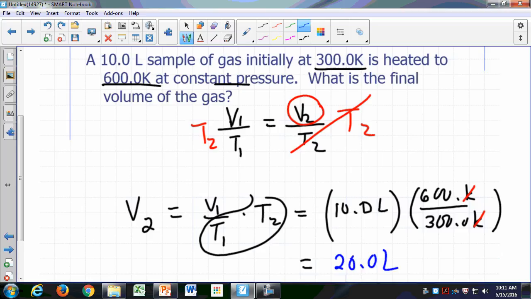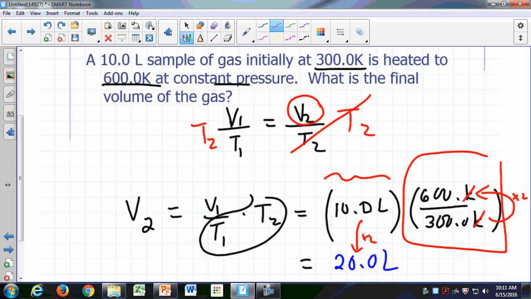So essentially what happened here, you double your temperature, you double your volume. 300 times 2 gives me 600, 10 times 2 gives me 20. So you start off with whatever volume you have, and you multiply by a temperature factor. That would be greater than 1 if the temperature went up, and less than 1 if the temperature went down, to get the final volume.